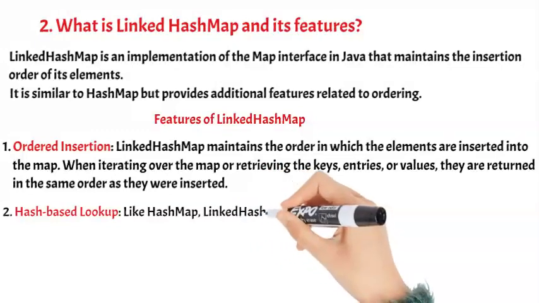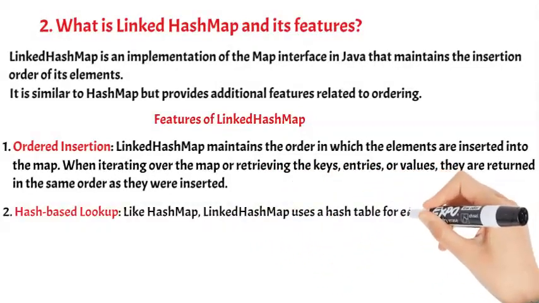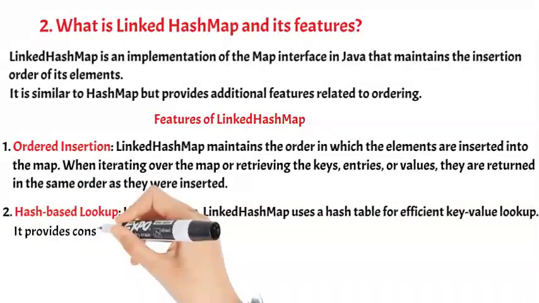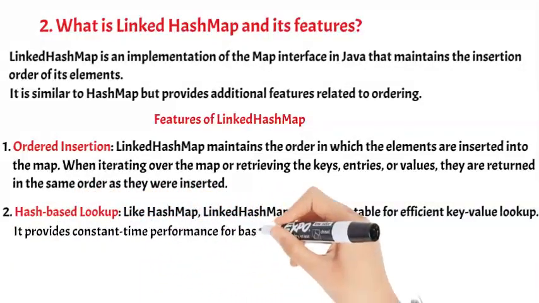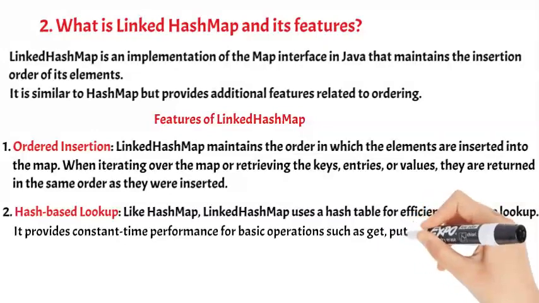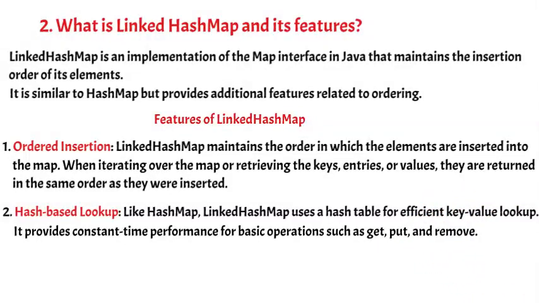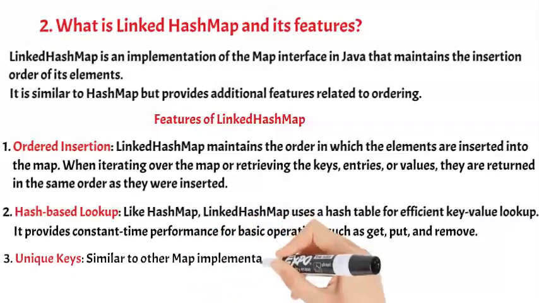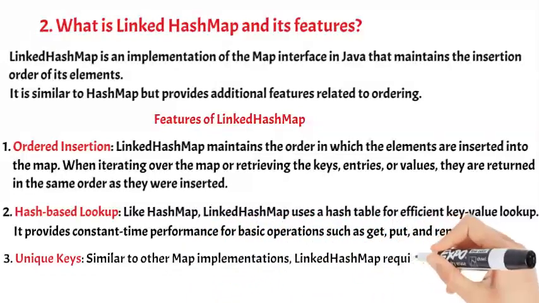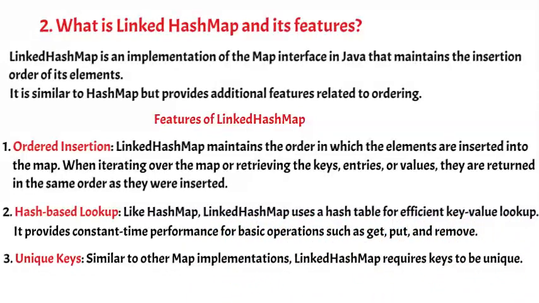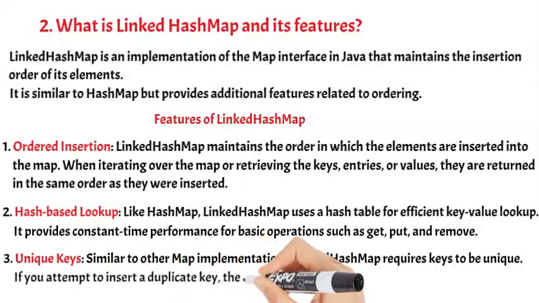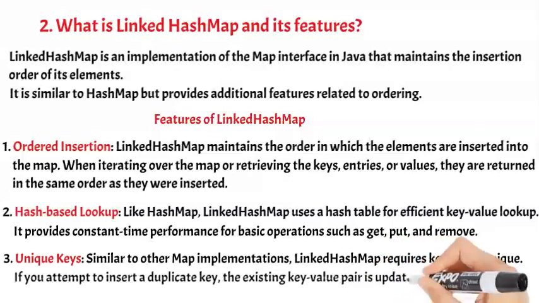2. Hash-based lookup. Like HashMap, LinkedHashMap uses a hash table for efficient key-value lookup. It provides constant time performance for basic operations such as get, put, and remove. 3. Unique keys. Similar to other map implementations, LinkedHashMap requires keys to be unique. If you attempt to insert a duplicate key, the existing key-value pair is updated with the new value.